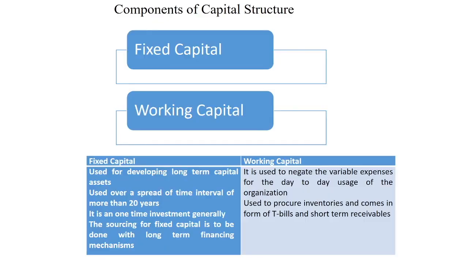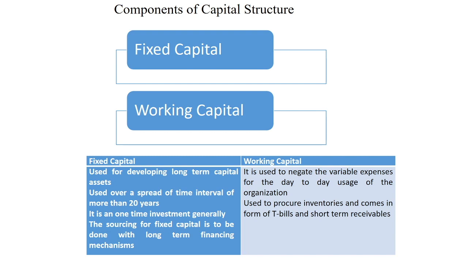Components of capital structure, we can say, are two types of capital: fixed capital and working capital. Fixed capital is required for machineries and fixed assets, like machineries and buildings. These require a permanent fixture of your money. And working capital is basically for day-to-day activities.